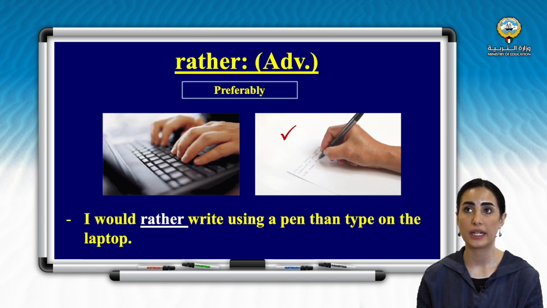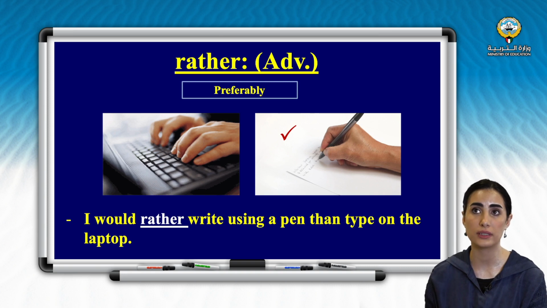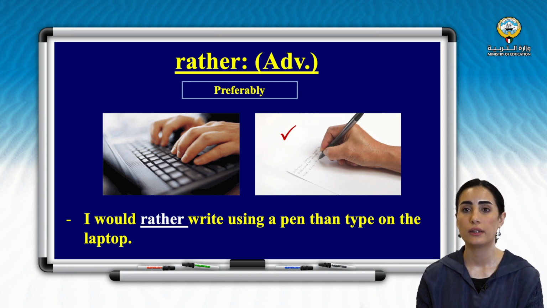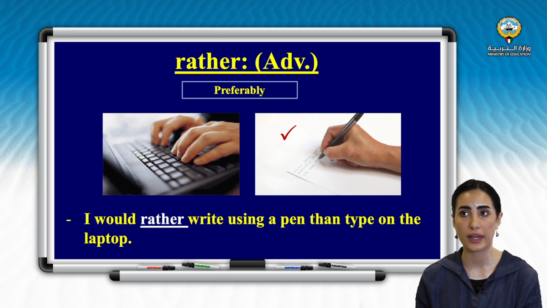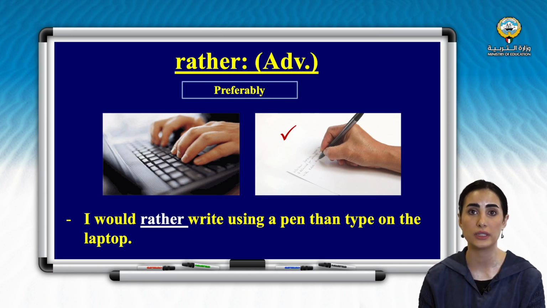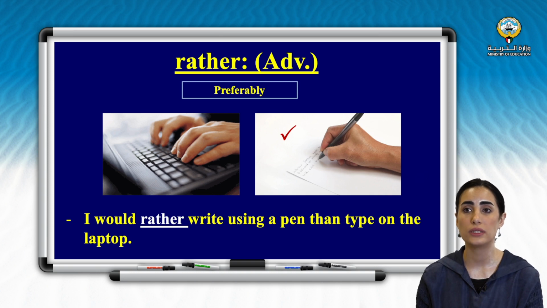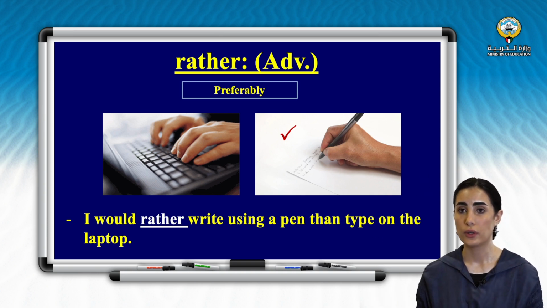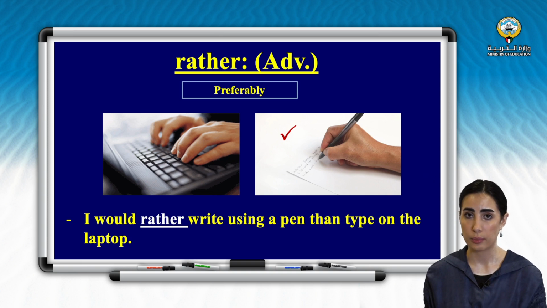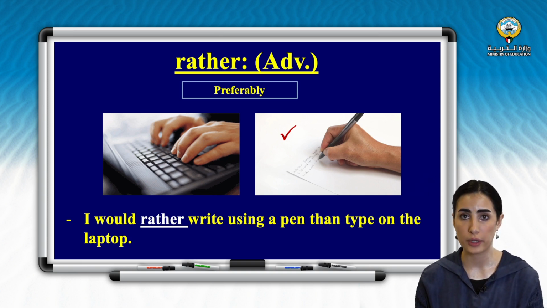Next we have the word rather. So repeat after me. Rather. Rather. So as you can see, it's an adverb. We know that most adverbs end with ly, but this is an irregular adverb. Now let's look at the example that we have here so we can understand what I mean by the word rather. I would rather write using a pen than type on the laptop. So I would rather write than type. So it means preferably.